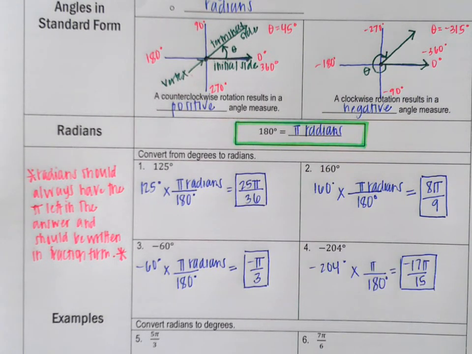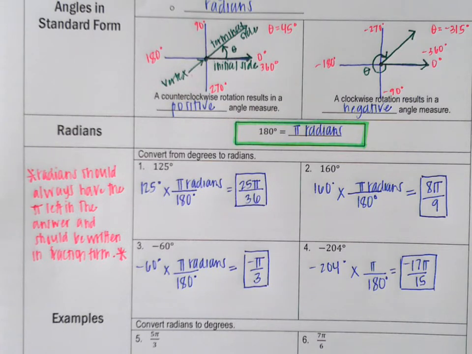Okay, so I did my work here. I got negative 204 degrees is the same as negative 17 pi over 15. So that does it for converting from degrees to radians. If you have any questions, please bring them to class on Monday and we can go over them.